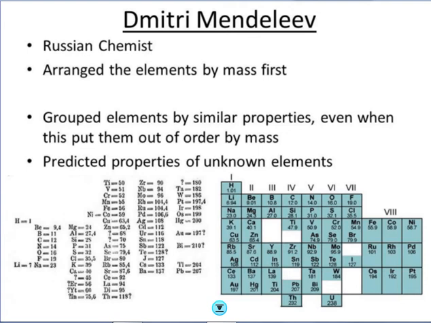This down here is actually what his original table looked like. A little bit different now. Obviously, we know a lot more elements, but if you can see some similarities: hydrogen here, lithium, followed by beryllium and boron. So he was pretty well on.